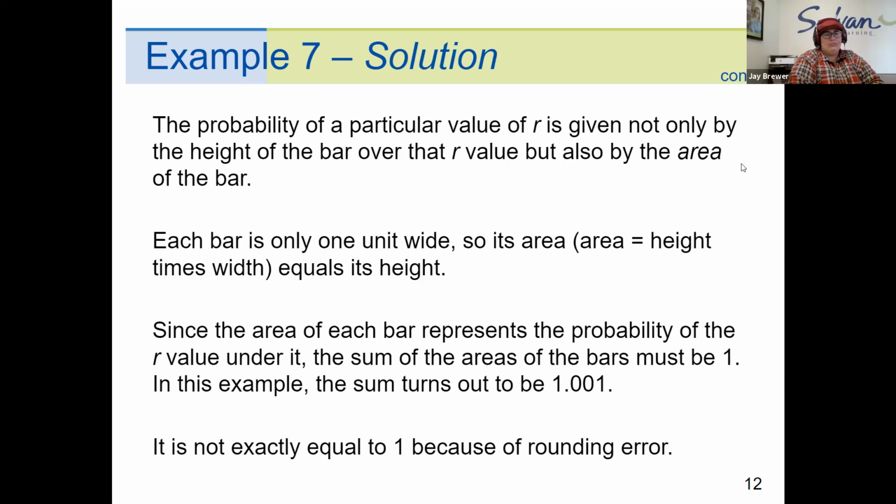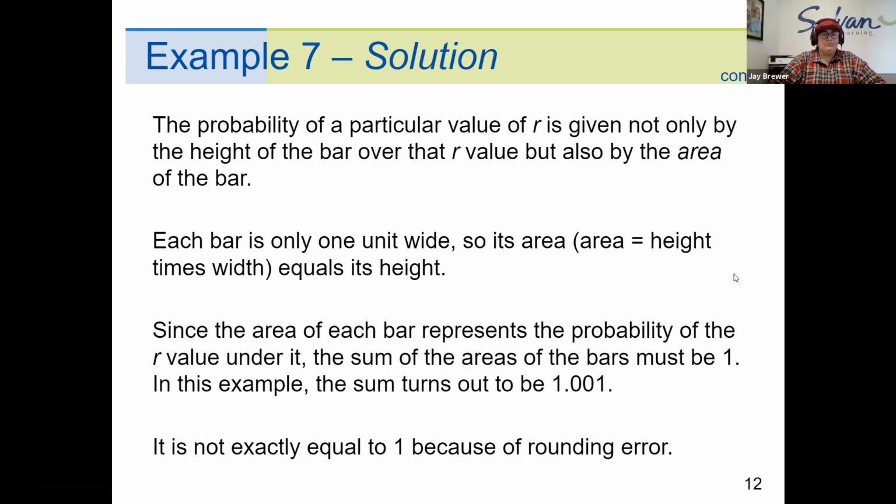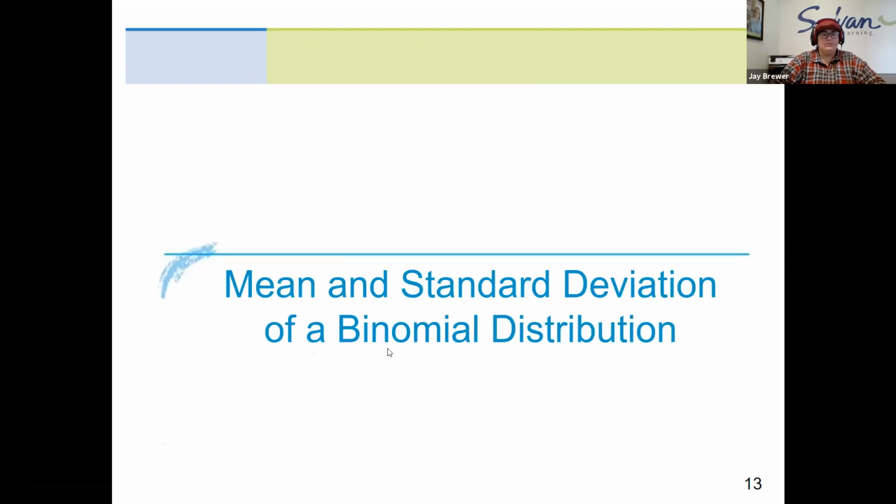Okay. So the probability of a particular value of R is given not only by the height of the bar over the R value, but also the area of the bar. Each bar is only 1 unit wide, so the area equals the height times the width, and then that means its area is also equal to the height. Since the area of each bar represents the probability of R under it, the sum of the areas must be equal to 1. Here it's 0.001 off, and the reason why it's not 1 is because of rounding error. You guys, this should be a repeat. We basically said this in the last section.